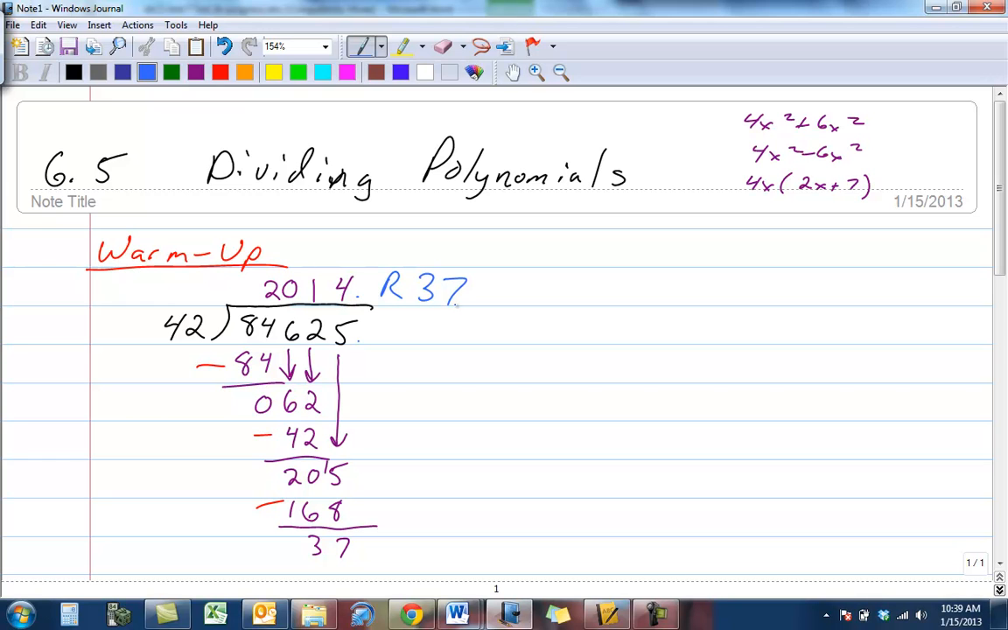Man, remember that in 3rd grade? You started talking about remainders, and then you got moved on to decimals and fractions and never saw remainder again. Well, here it is. It's come back.